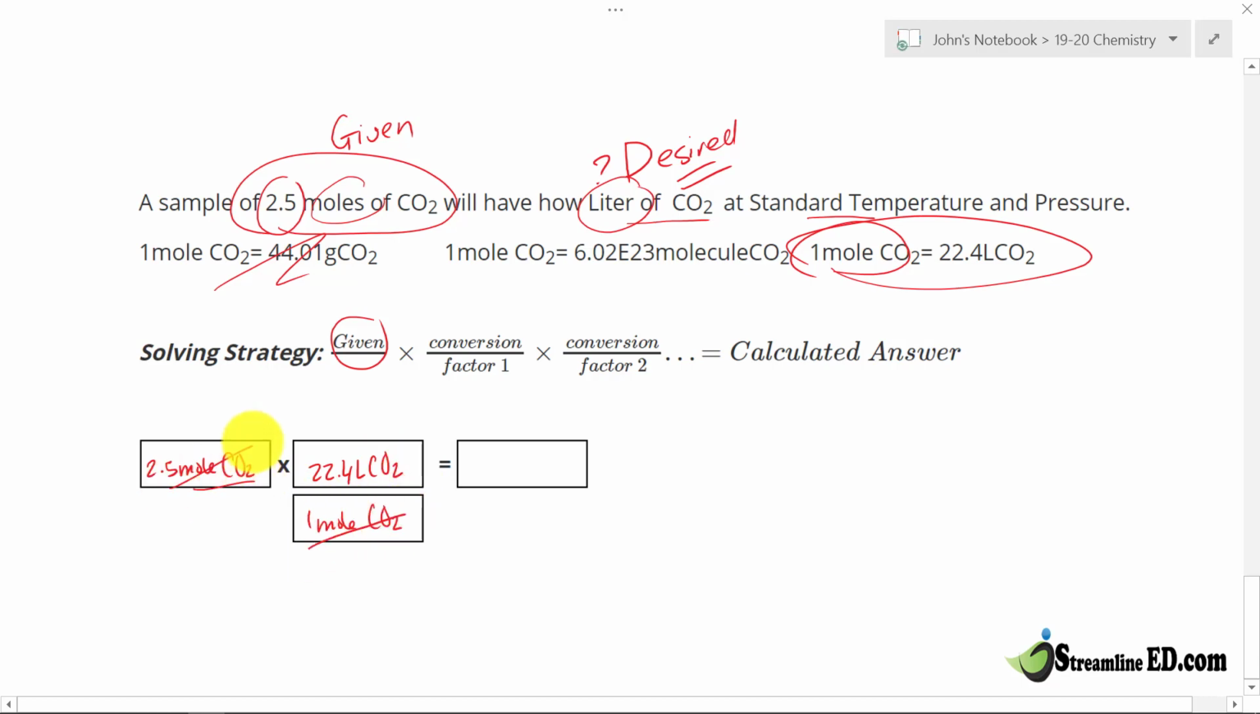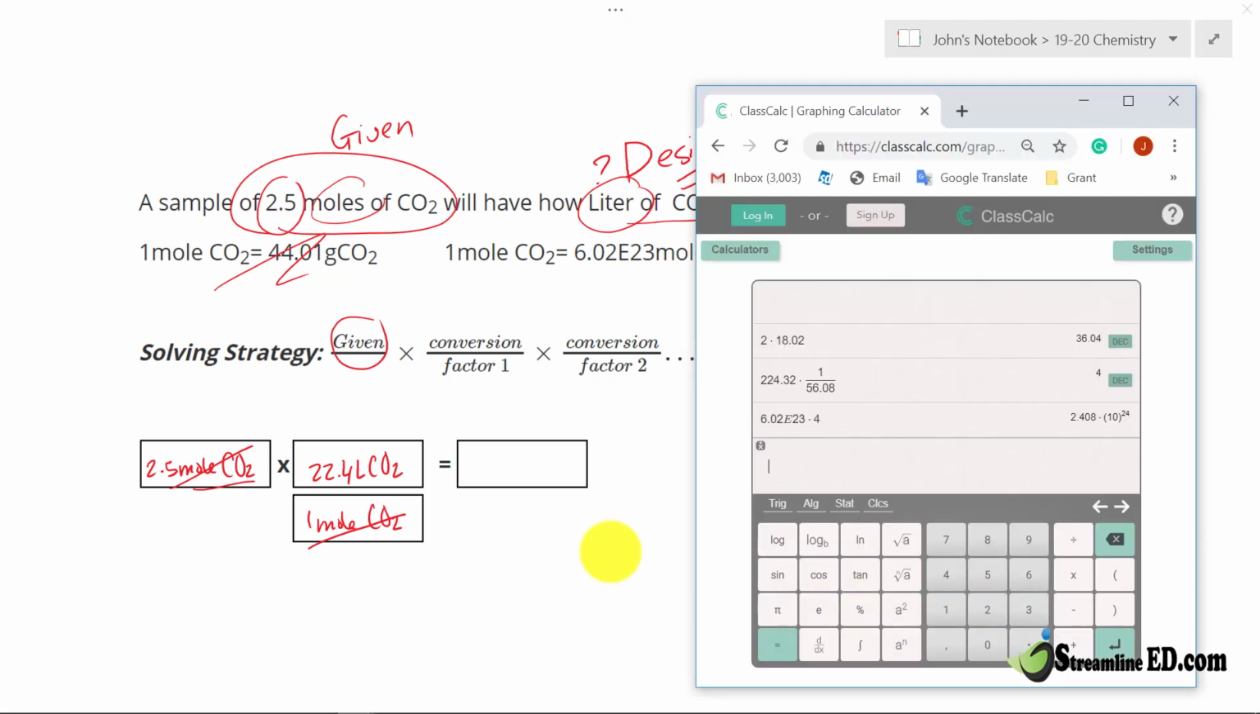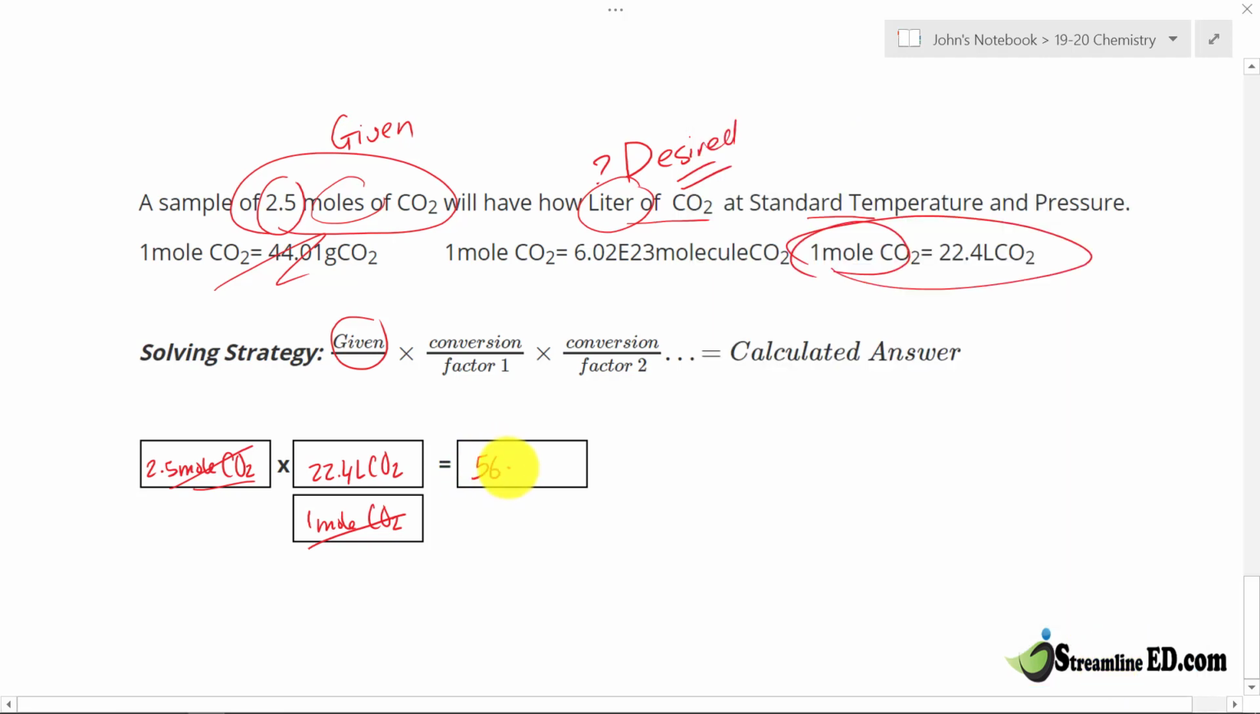And now we multiply everything on top. So we have 2.5 times 22.4 divided by 1, which we don't care. And the answer is 56.0 liter of CO2. And that is how you use the concept of conversion factor and how you can exchange one measurement of one unit to another measurement with a completely different unit, as long as there is a conversion factor that relates the two units together.